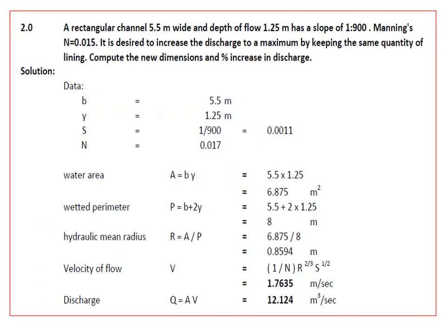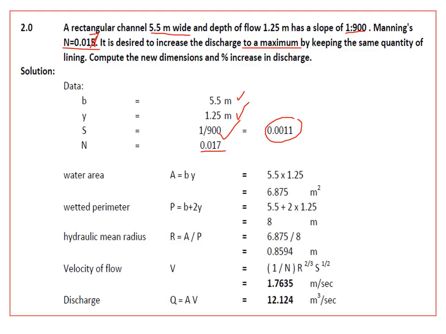We have a rectangular section 5.5 meters wide, the depth of flow is given as 1.25, and the slope is 1 is to 900. So 1 divided by 900 is 0.0011. Manning's n is given; here I have taken 0.017. Now we have to find the dimensions such that the discharge is maximum. That means it will be the most economical channel section.